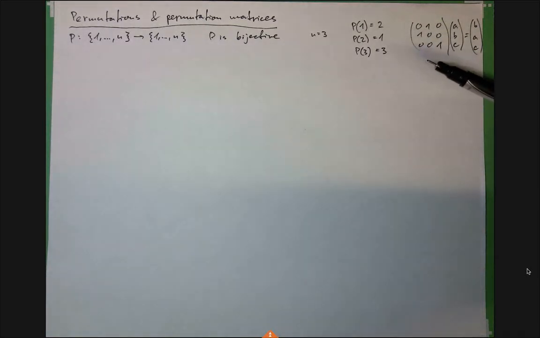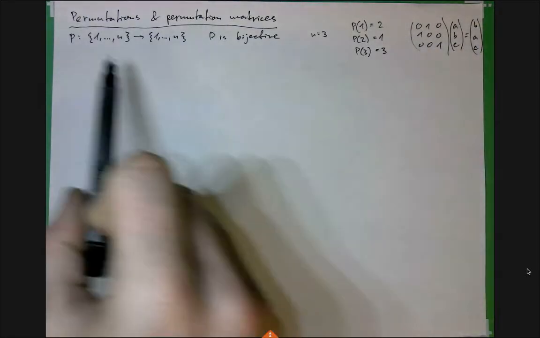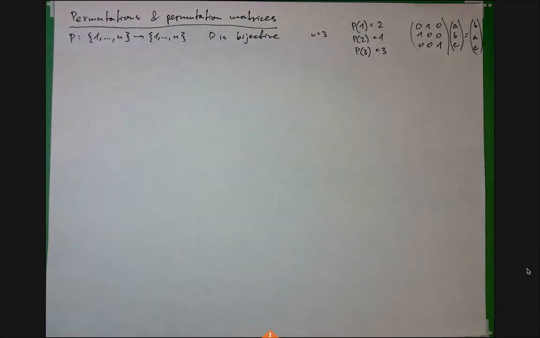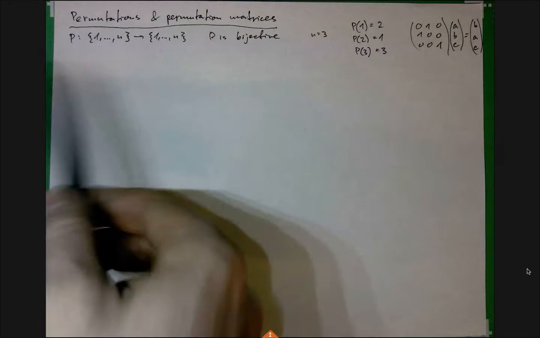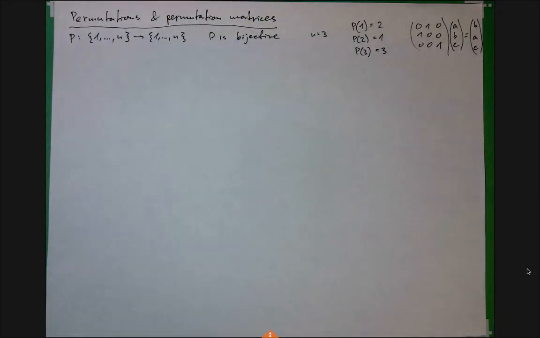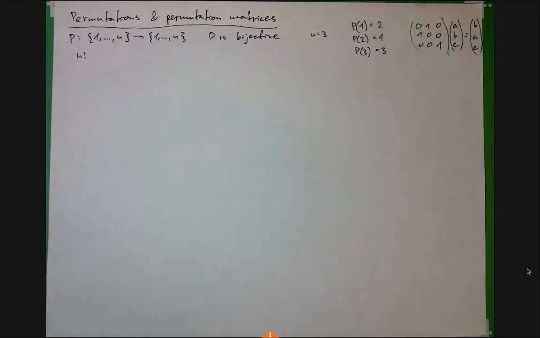This is how we previously defined permutation matrices. Permutation matrices are one way to represent permutations, which are bijective mappings from some set to the same set. And how many permutations do I have on a set of n elements? N factorial, exactly. Does it ring a bell?